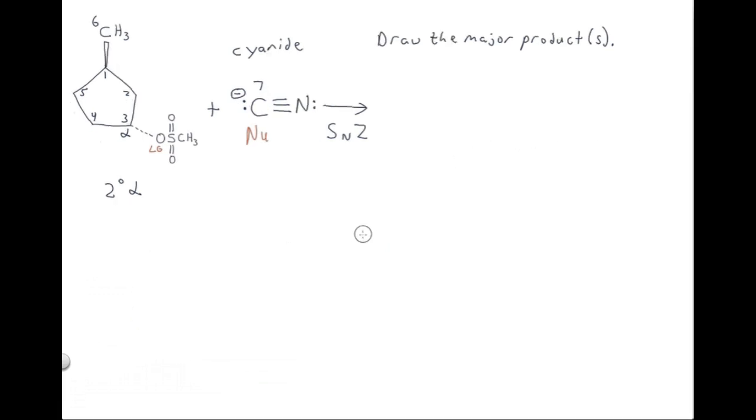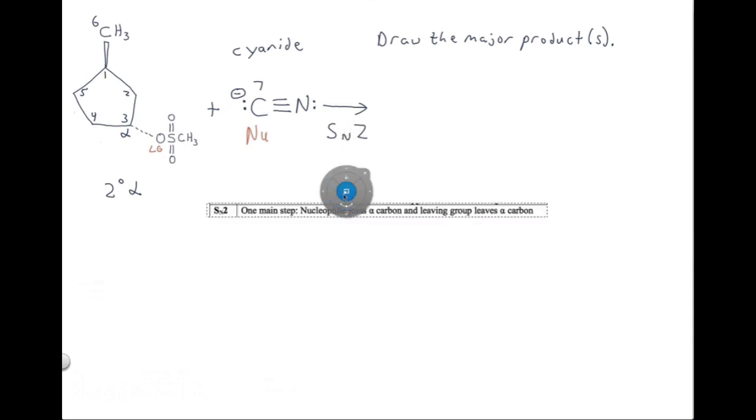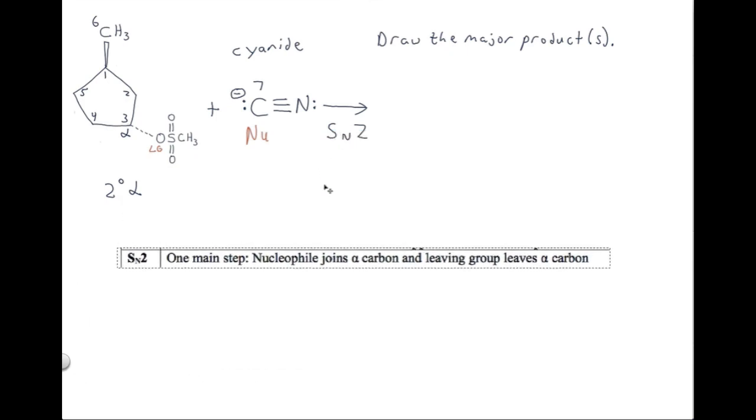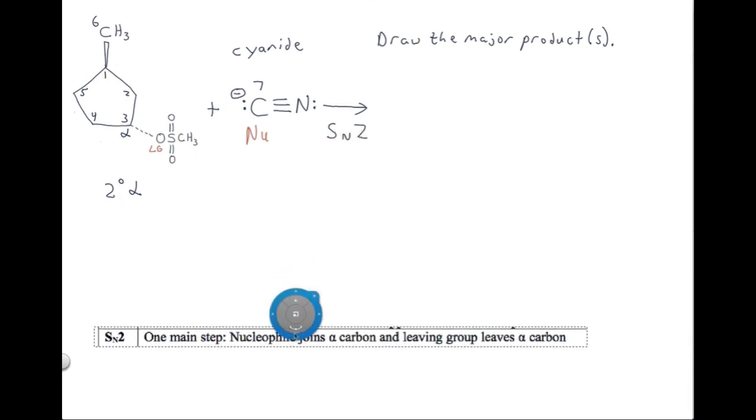Well, now you need to refresh your memory of what happens in an SN2 reaction. Do you remember how many steps there are in an SN2 reaction? You should recall there's one step. Do you remember what happens in that one step? I hope you remember. In an SN2 reaction, in the one step, the nucleophile joins the alpha carbon, and simultaneously the leaving group leaves the alpha carbon.